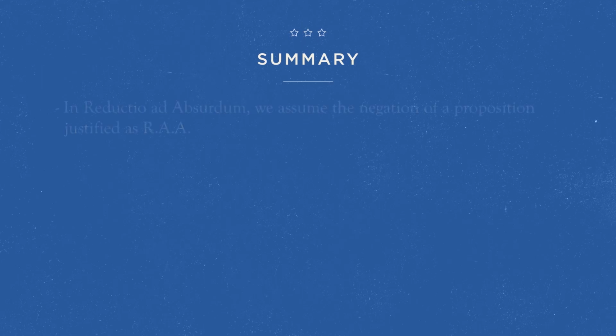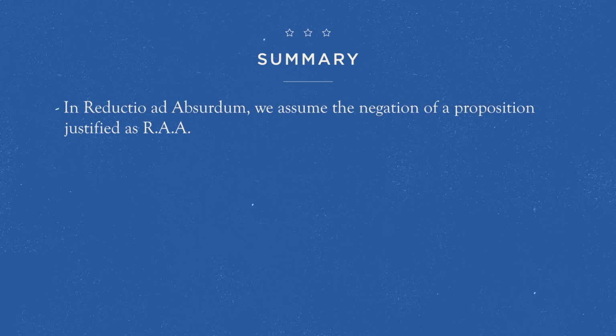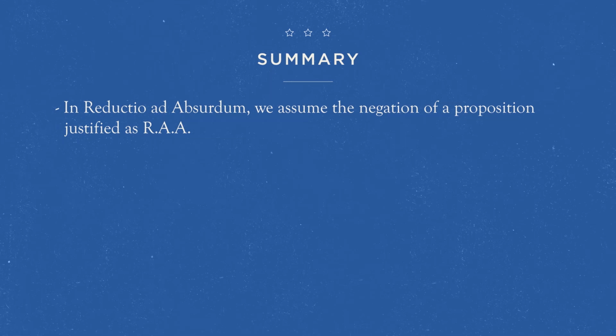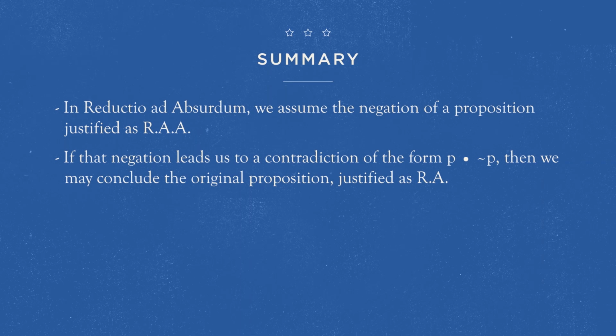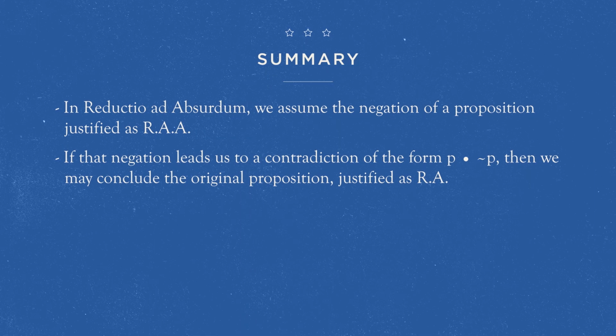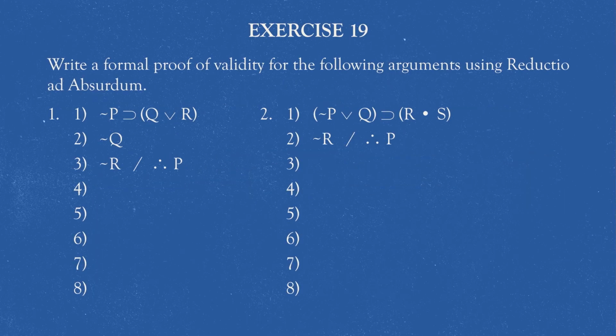So here's our summary. In reductio ad absurdum, we assume the negation of a proposition, justified as RAA. If that negation leads us to a contradiction of the form P and not P, then we may conclude the original proposition justified as RA. Okay, let's take a look at exercise 19.